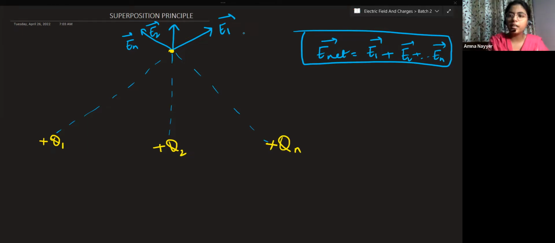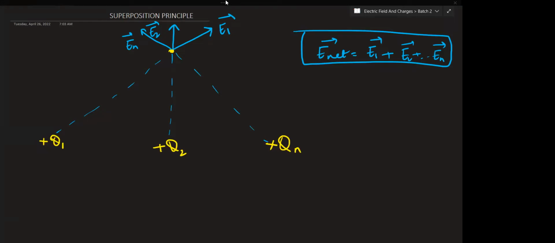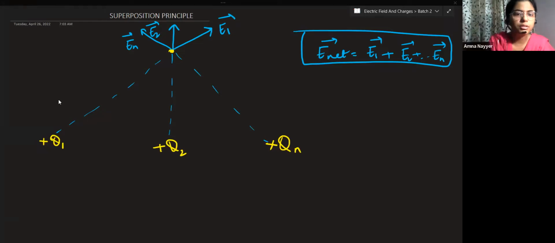and say 3 coulomb is the net charge. But electric field is not a scalar quantity like electric charge. Electric field and electric forces have to be added using vector addition. Vector addition includes your parallelogram law and all the vector laws which you have studied. So I'll write down the definition also.